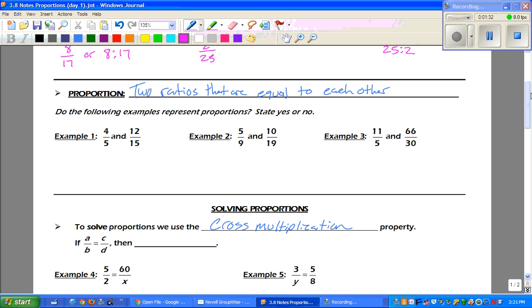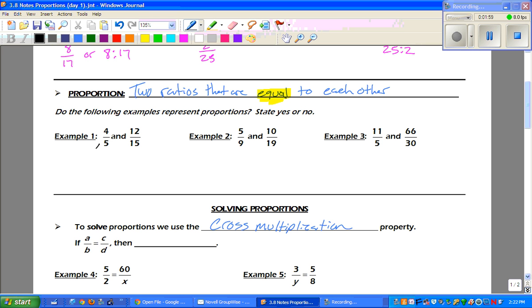Now, a proportion is 2 ratios that are equal to each other. Do the following examples represent proportions? Say yes or no. If they are proportions, they have to be equal.